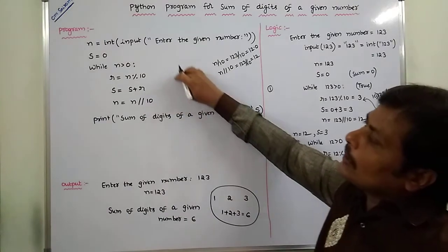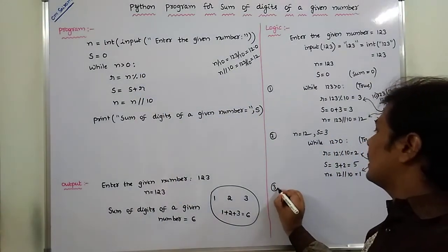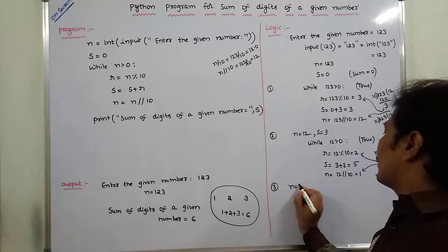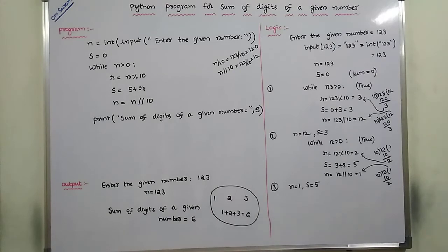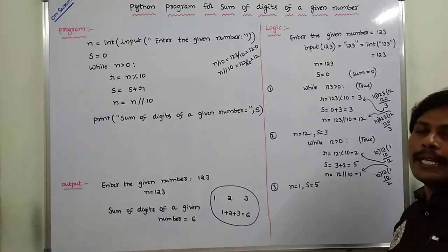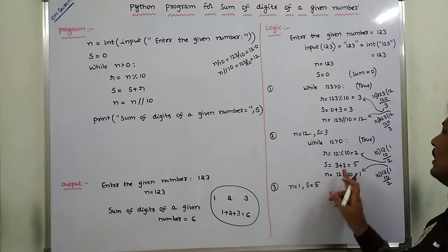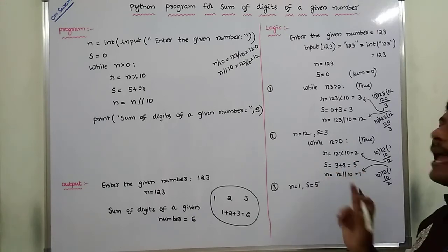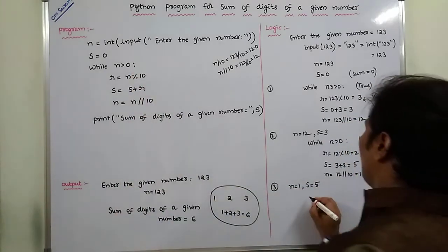Okay. Again the control goes to the while loop. So now we are going to the third iteration. N is equal to 1 and S is equal to 5. So these are the previous values. In the previous step, what are the N value we are getting? That is 1. In the previous step, what are the S value we are getting? That is 5. Okay. Next, go for while loop.